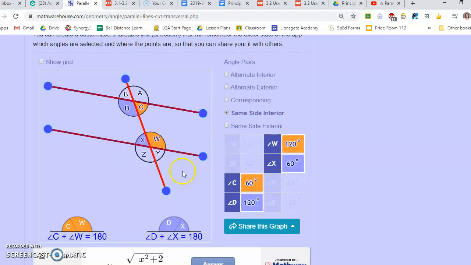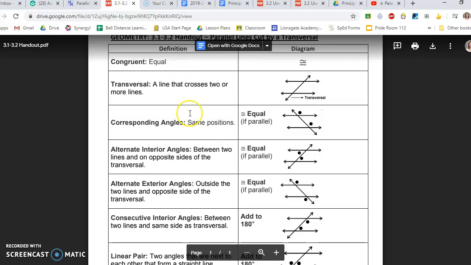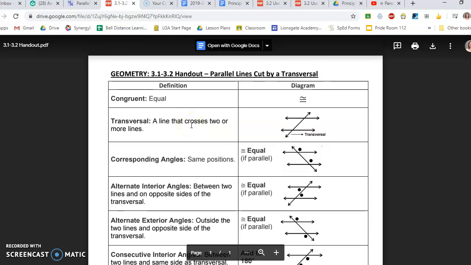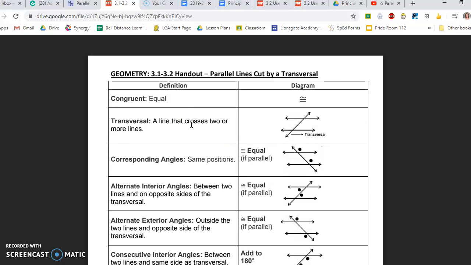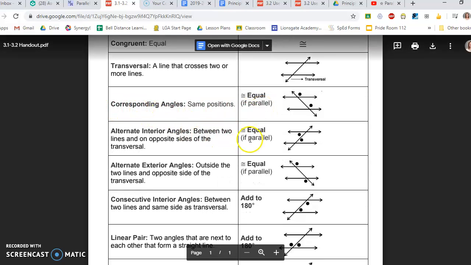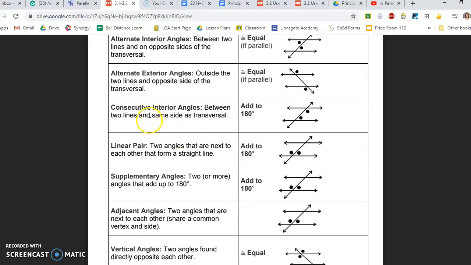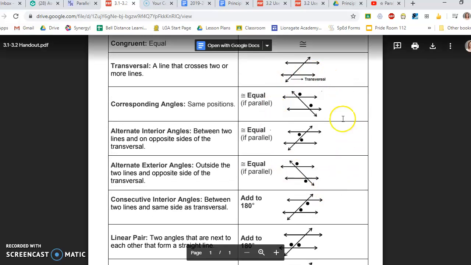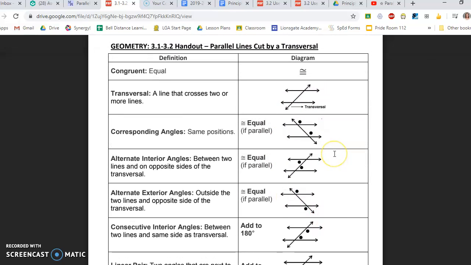Alright, so I hope this video helps show you why certain angles are either equal, which means congruent, or why they add to 180 degrees. Please continue to use this handout that I gave you. Have it open when you are doing your assignments and constantly check back to it, because on this handout I tell you which sets of angles are equal, and I also tell you which sets of angles add to 180 degrees. This is very, very helpful. It also has the picture on the right side of what the angle should look like.